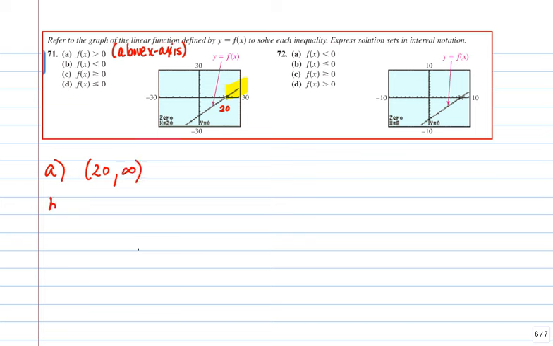Where is it below or less than 0? That is to the left of 20, which would be from negative infinity to 20. The last two are the same except for the fact that you would include the endpoint of 20.